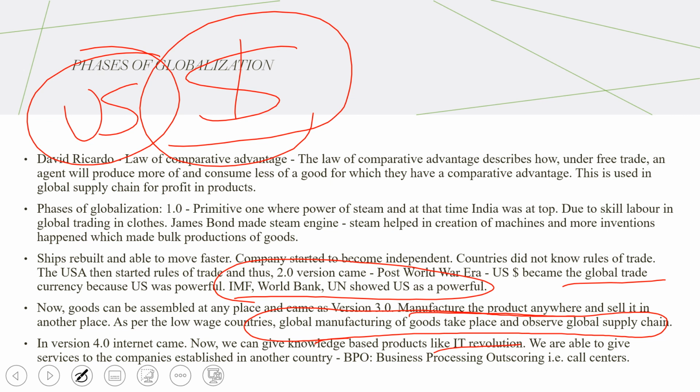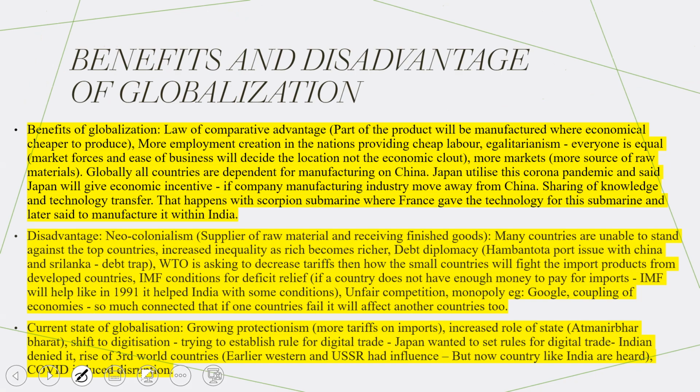Infosys and TCS are servicing the products and supporting companies in Europe and America, all by sitting in India. So that is something called the internet coming as a new revolution, as version 4 in globalization. BPOs, business process outsourcing, and the call centers are there, assisting clients settled in another nation. That is globalization. That is the benefit of globalization, and this shows how globalization made the world interconnected.